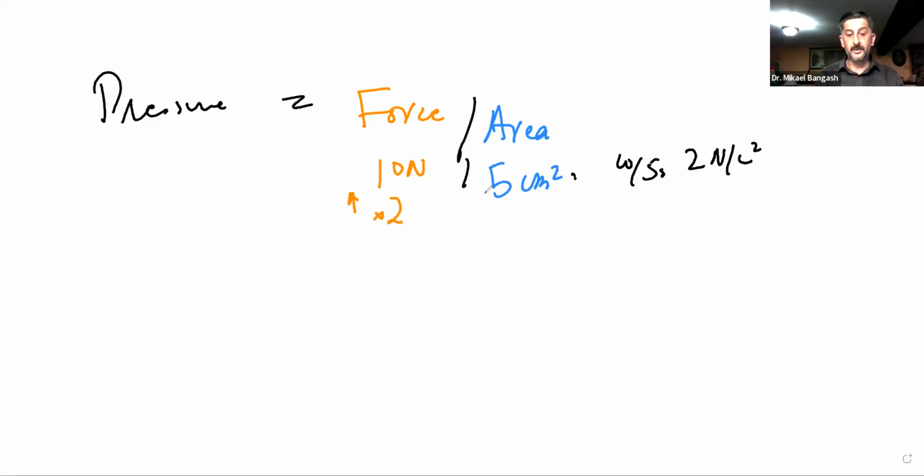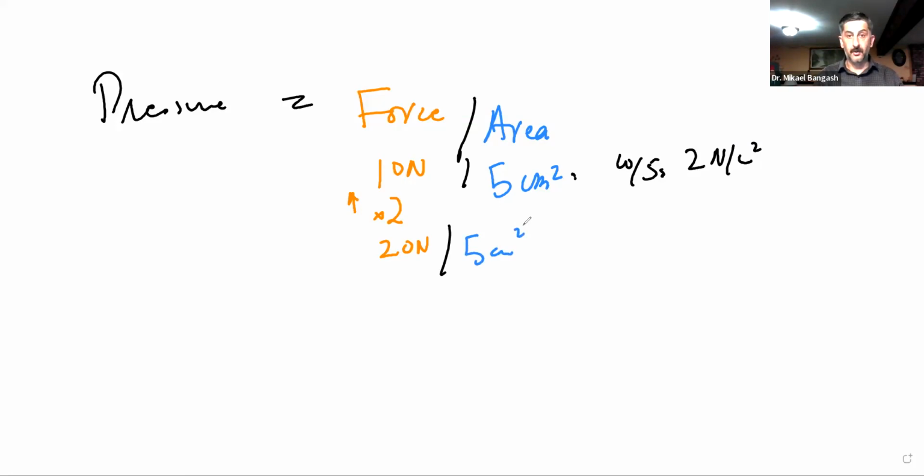Now these are all clues that you're going to get out of the question. It's going to be written in the question. So you pick up the information that you get from the question and put that into your equations. But what do we do? Double the force. So our force is now going to be 20 newtons. But we said we kept the area constant, or the area didn't change.